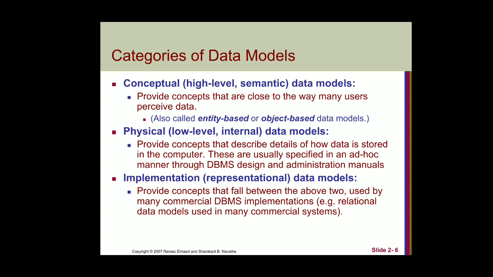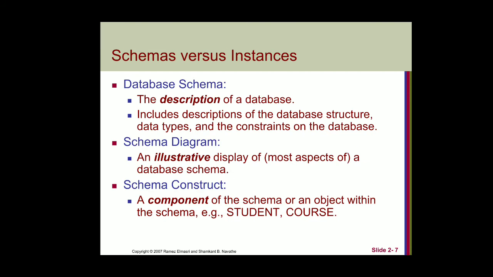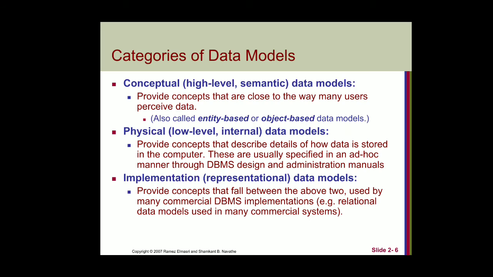Example, relational data models used in many commercial systems. Then apart from that, we also have ODMG, that is Object Data Model Group. Here it is a combination of the relational model, along with that we have the concept of objects as well.